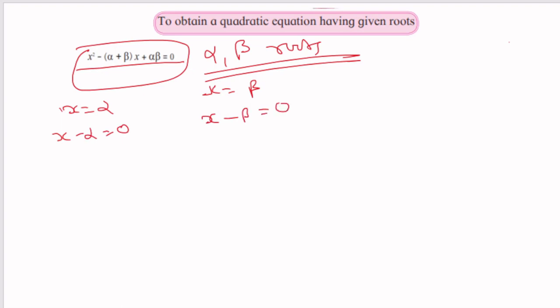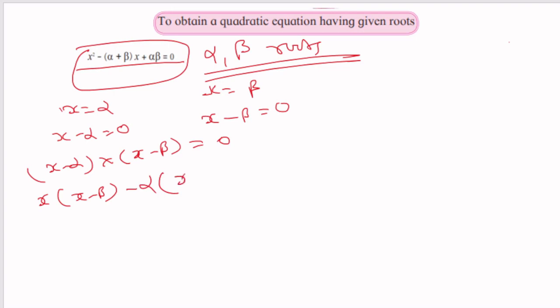Right hand side is 0 and left hand side we have some equation. If I multiply both sides, what will happen? Ultimately, your result should be 0, right? 0 into 0. Now open this bracket. Let me write everything in detail, so no confusion: (x − α)(x − β) = 0. Let's open the bracket: x² − βx − αx + αβ = 0.